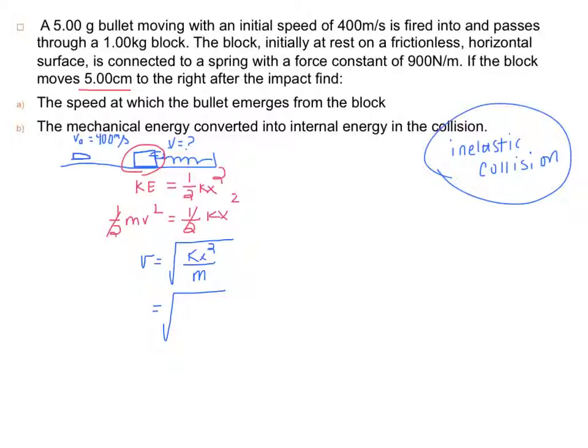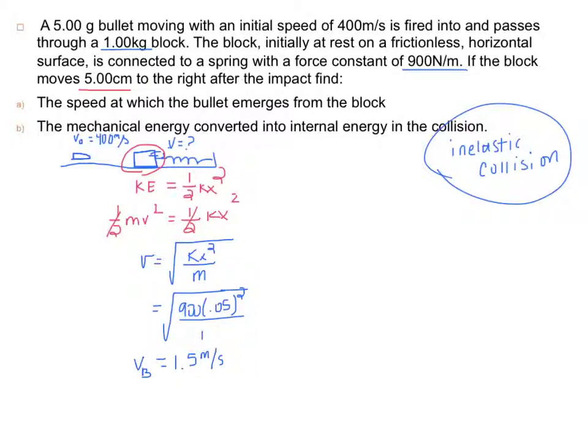So this is 900 times 0.05, again we're using our meters here, divided by 1. Again, our mass of our block. You should have gotten a velocity of 1.5 meters per second. So this is the velocity of the block. Now, the bullet does have the same variables, the same letter b. We're going to label it with a lowercase b instead.